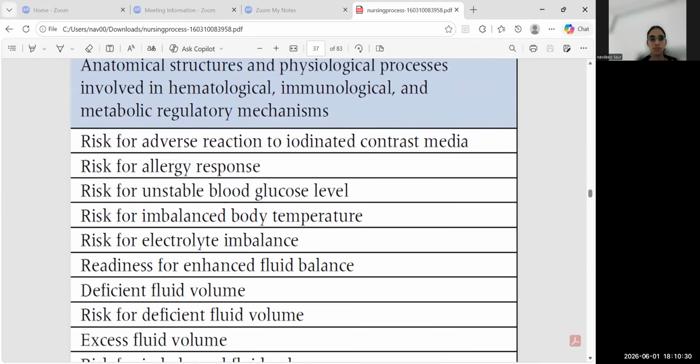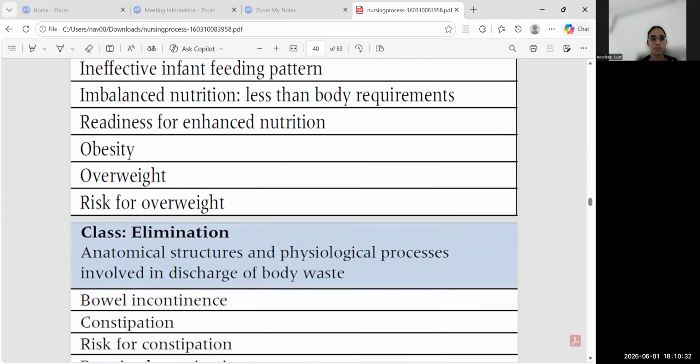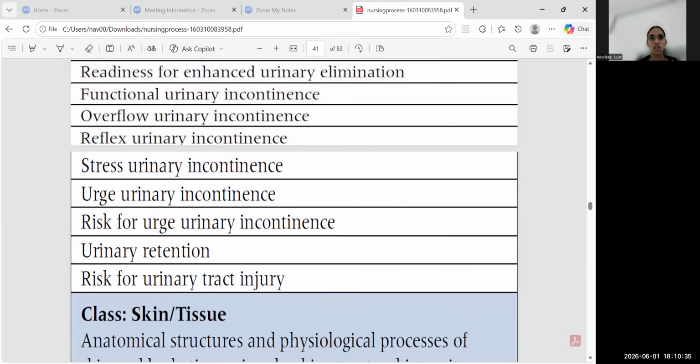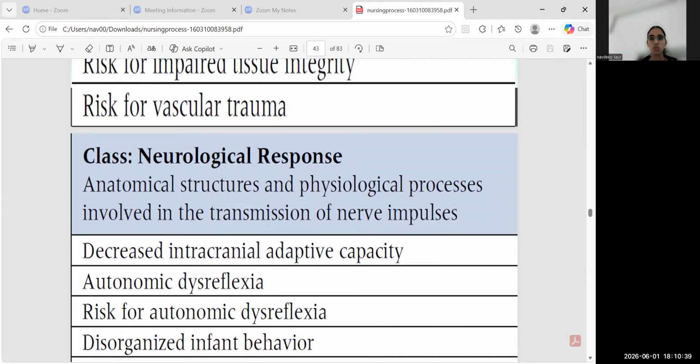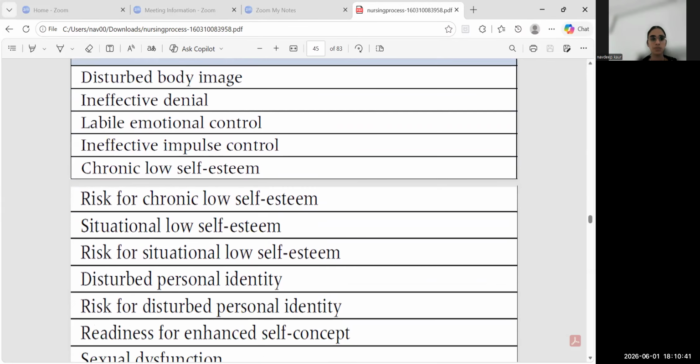Next, these all are the NANDA diagnoses which we make according to the patient needs.